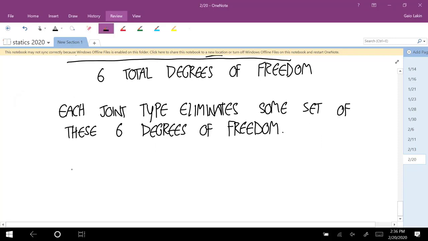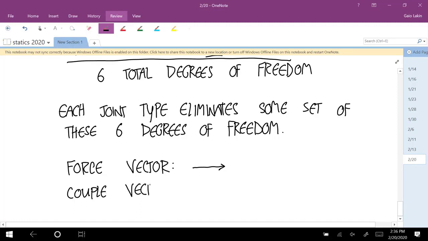Forces now are going to be given, a force vector is going to be shown like it was before, an arrow. But a couple vector is going to be shown by the direction of the vector, but the arrow is going to have 2 heads on it. Okay.